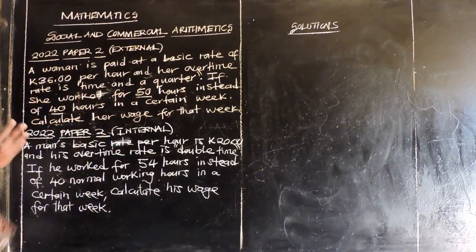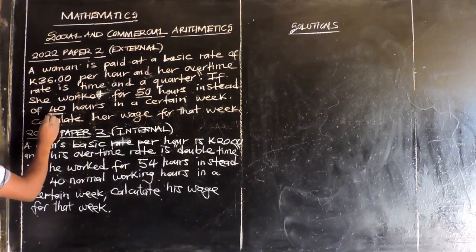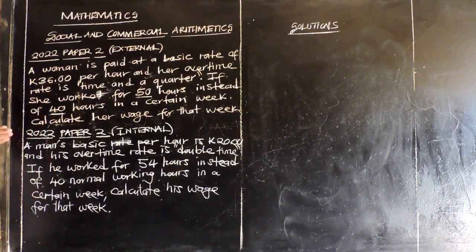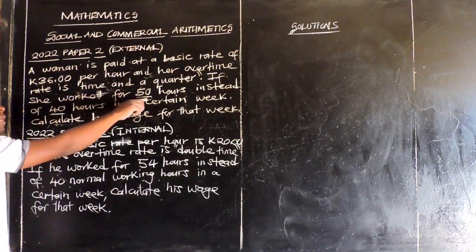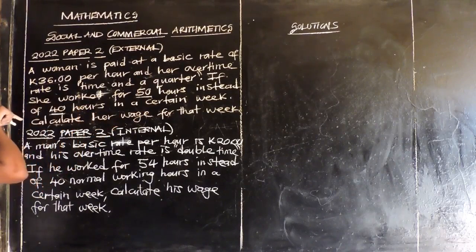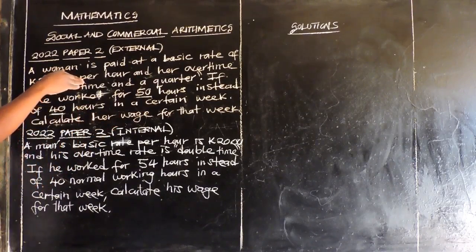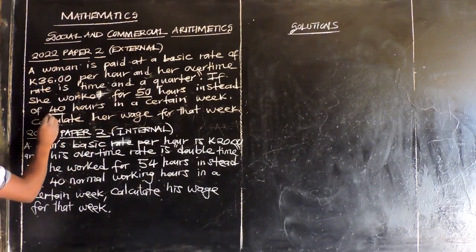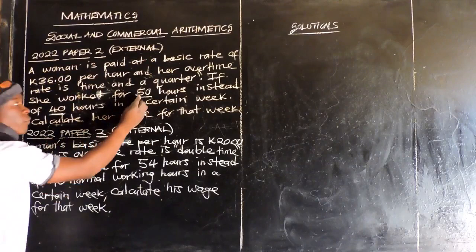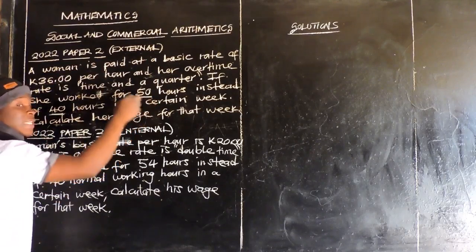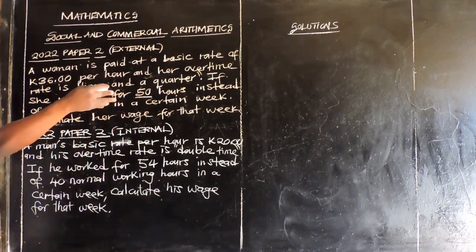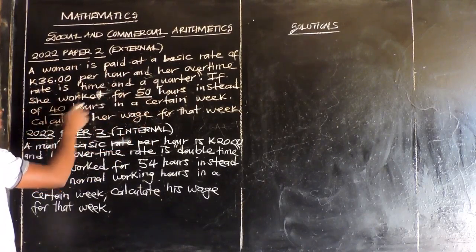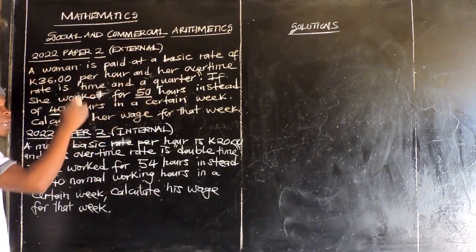So I've got two situations. Our normal working hours is 40 hours in a week. Then there was a week she worked for 50 hours instead of 40 hours, meaning there is an overtime of 10 hours. Are we moving together? It's a surplus of 10 hours, because she was supposed to work 40 hours, but she worked for 50 hours. It's because 50 minus 40 gives 10 hours. So 10 hours, that was overtime hours.